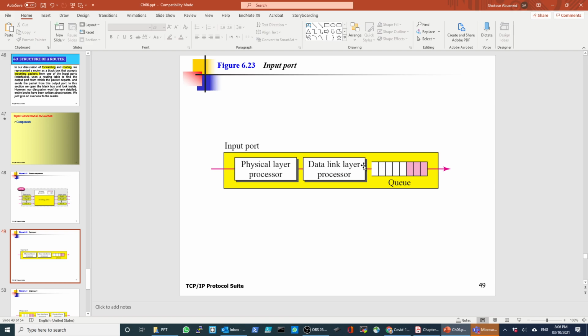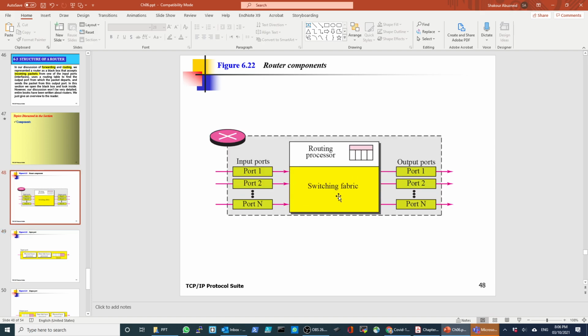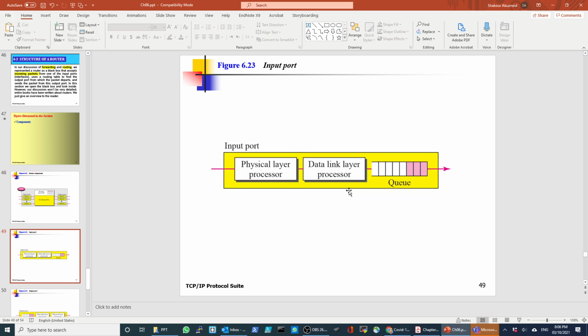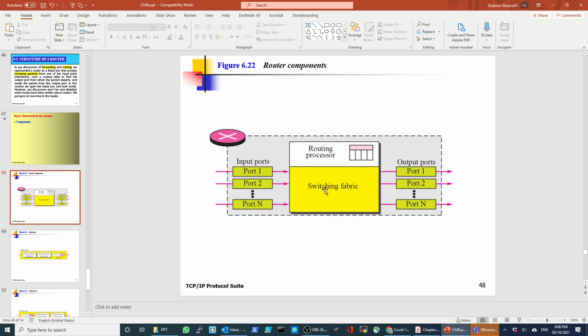In addition to the physical layer processor and the data link processor, the input port has a buffer or queue, all right? That will hold the packets before they are directed to the switching fabric. So the main thing is in here, the switching fabric. Okay, before we talk about the switching fabric, let's talk about the output ports. What are the output ports, right?